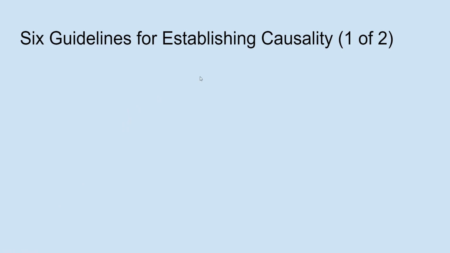In section 5e, we have been discussing correlation. Correlation can be a useful tool to determine if there is a causal relationship between two variables. However, we also discussed that correlation does not imply causation. Here we're going to talk about 6 guidelines for establishing causality.